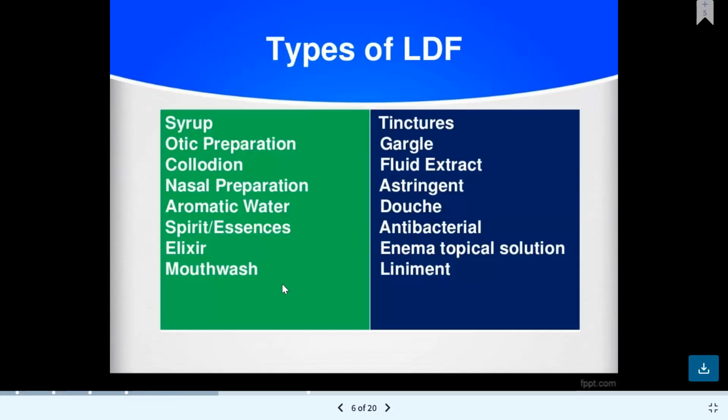Types of liquid dosage form. If you talk about the types of liquid dosage form, then it can be syrups or tinctures. You can say syrup, otic preparation, collodion, nasal preparation, aromatic water, spirit, essences, elixirs, mouthwash, tincture, gargles, fluid extract, astringent, douche, antibacterial, enema, topical solution, and liniment. So these are types of liquid dosage form.